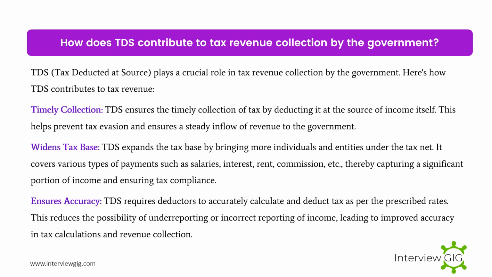How does TDS contribute to tax revenue collection by the government? TDS, tax deducted at source, plays a crucial role in tax revenue collection by the government. Here is how TDS contributes to tax revenue. Timely collection. TDS ensures the timely collection of tax by deducting it at the source of income itself. This helps prevent tax evasion and ensures a steady inflow of revenue to the government. Widens tax base.